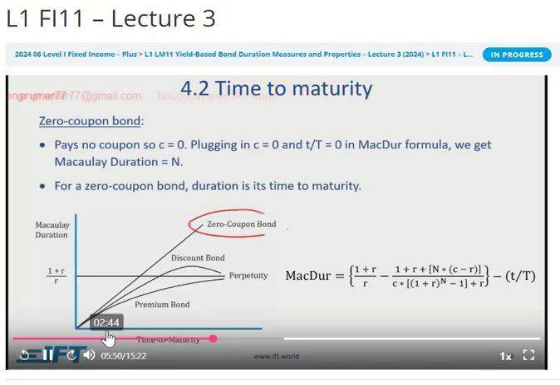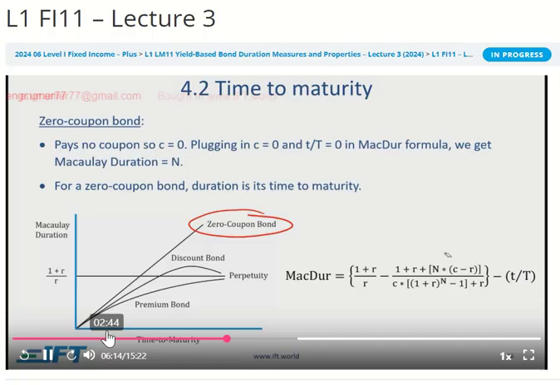Again, I'm sure you understand it even without the formula, that since there is no coupon, therefore there is no reinvestment income, and your Macaulay duration will be the time to maturity because all that money is coming back on the maturity. However, if you want to understand it from the formula as well, the way we can do that is we say, okay, since there is no coupon, so C is 0.